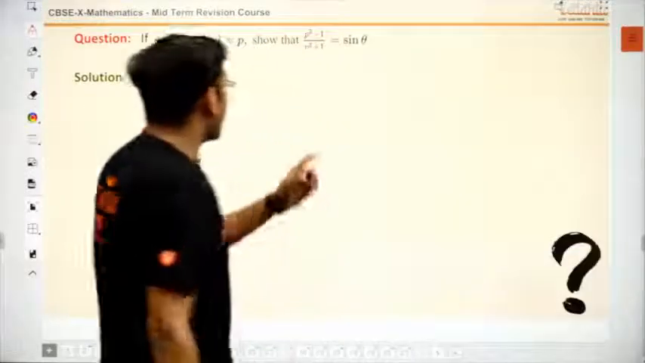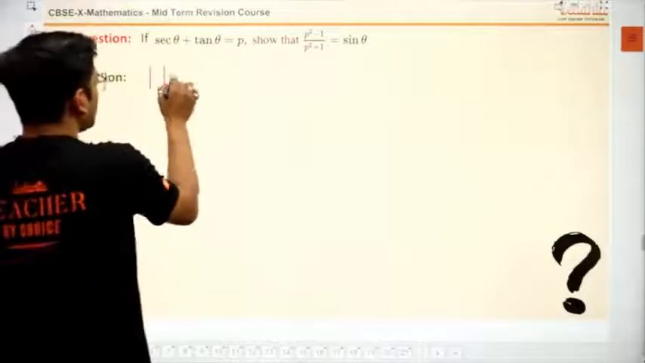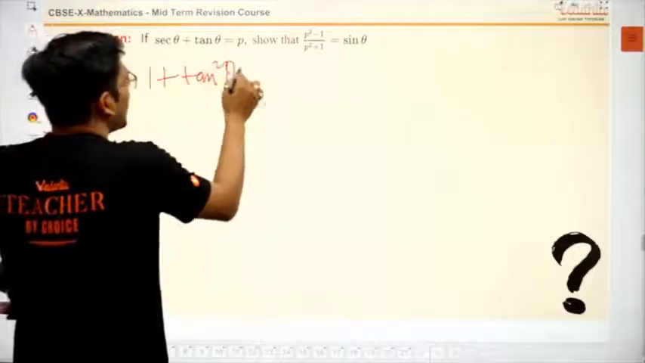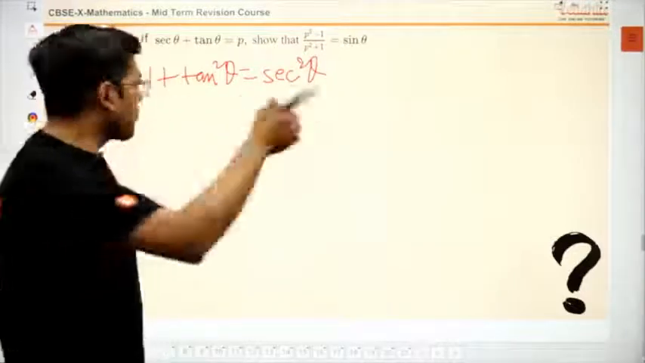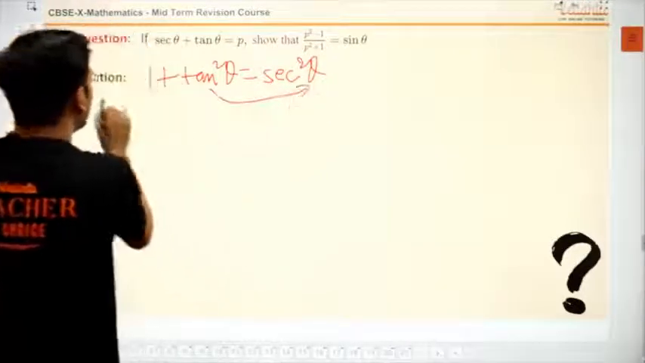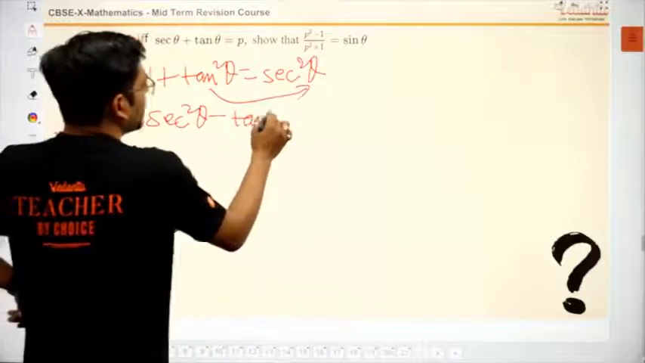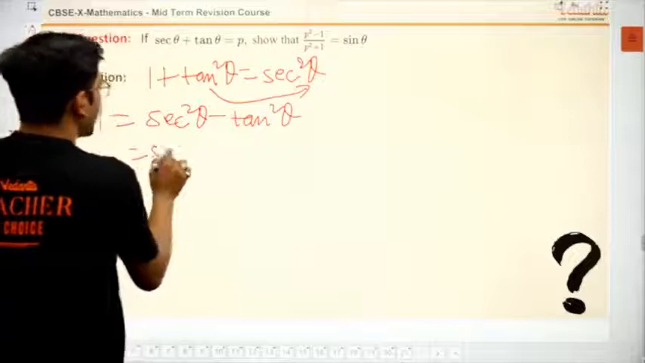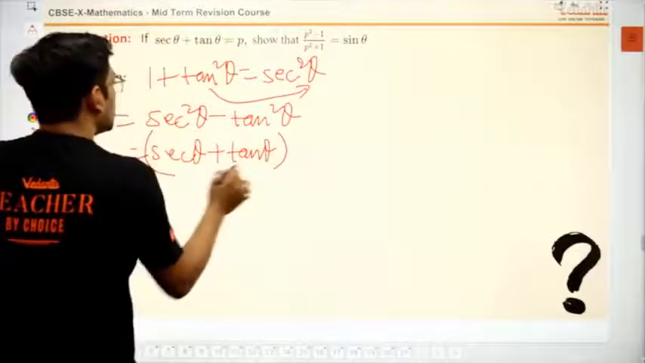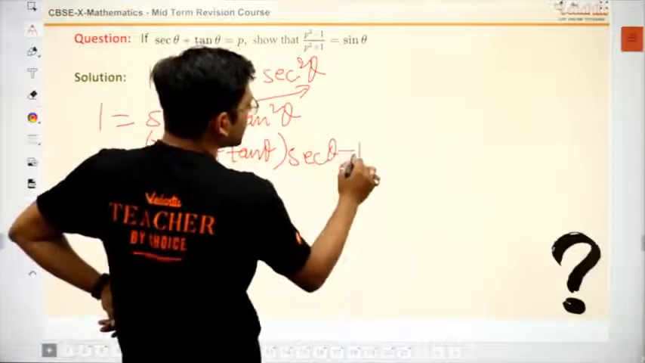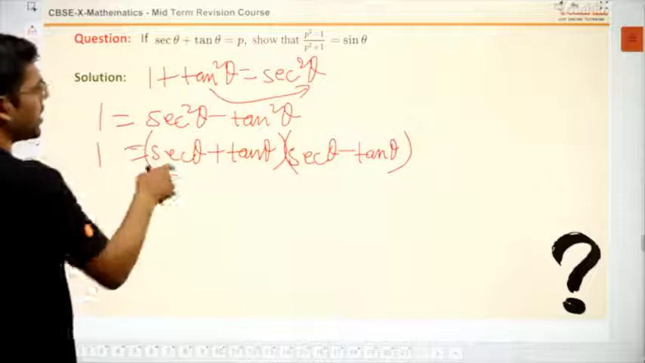Got it. See, I was telling about this only. Remember: 1 plus tan square theta. I will again derive the formula for you. 1 plus tan square theta equals sec square theta. You remember that we used to pull it there. 1 is equal to sec square theta minus tan square theta, and we used to write it as sec theta plus tan theta into sec theta minus tan theta.